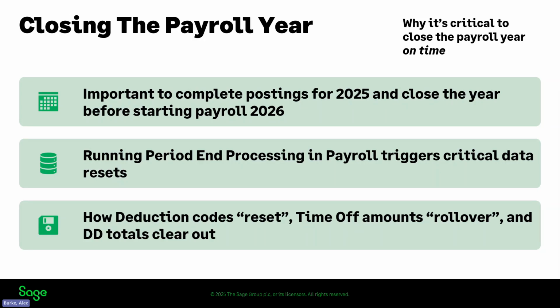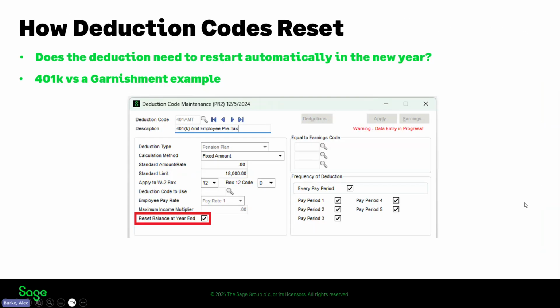To start off with, the check dates in Sage 100 are going to drive the data to be posted to the correct period. But the period end processing itself, that function is going to trigger several key actions. Start off looking at the deduction codes, because again, we get calls on this every year.